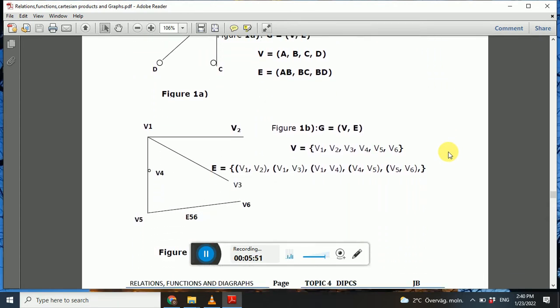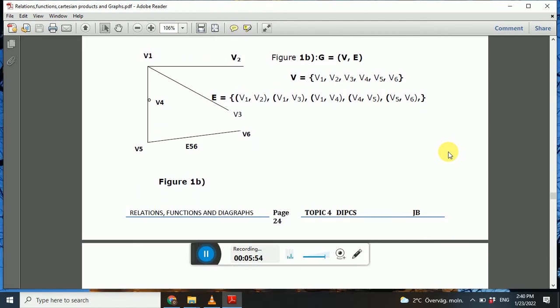Okay, so you have another example of a graph here. We have how many vertices? We have V1, V2, V3, V4, V5, and V6.